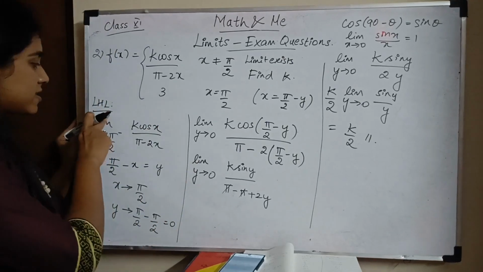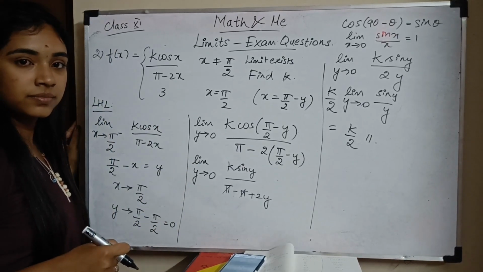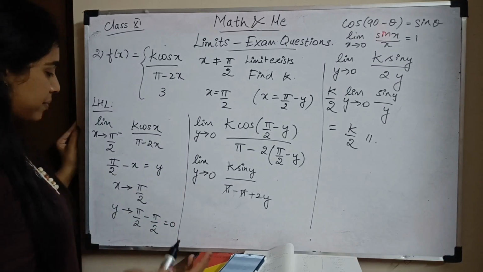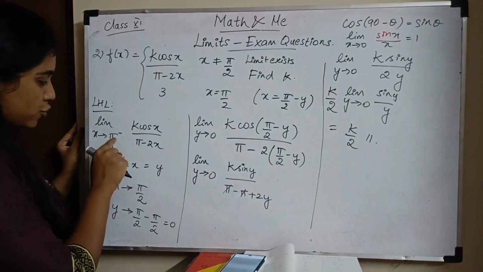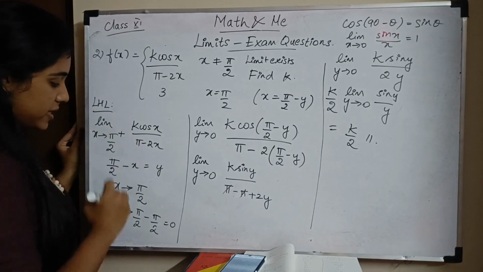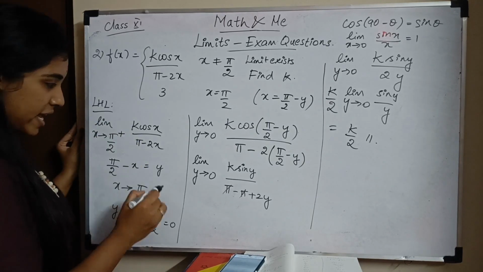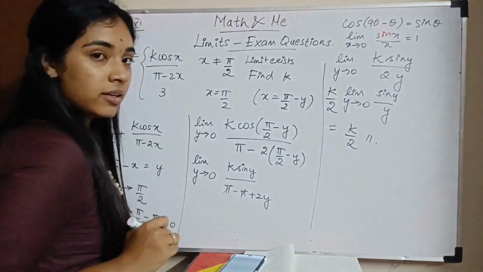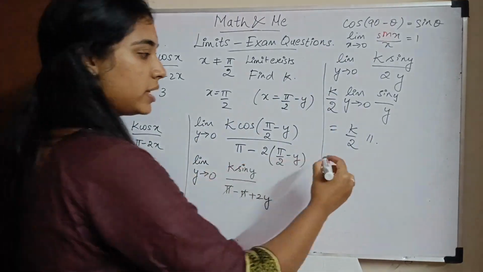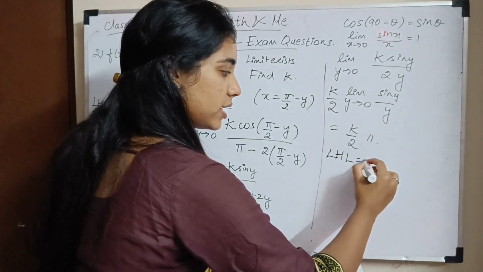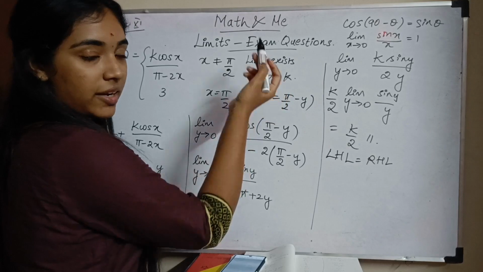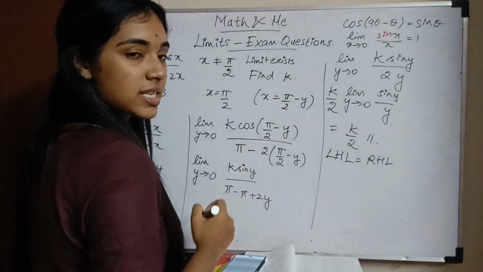Okay? So this is the left hand limit. What about the right hand limit? In the right hand limit you will do the same thing. What will you do? x tends to pi by 2 plus. So you will have the same relation, you will do the same steps, you will have all this, and you will get k by 2. So left hand limit is equal to the right hand limit, which means the limit exists. That is what is given. Left hand limit and right hand limit are equal, which is k by 2.